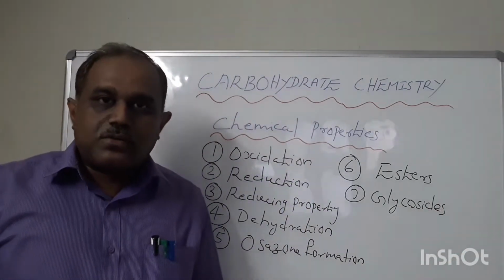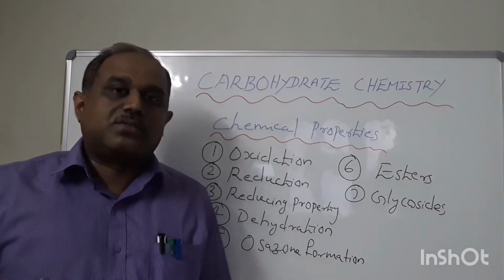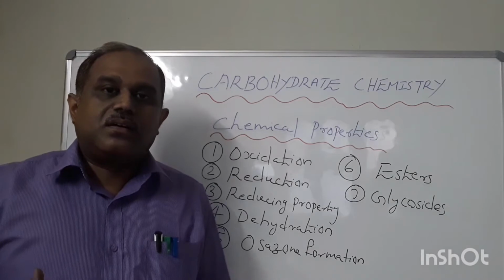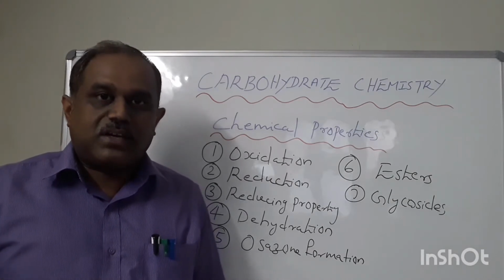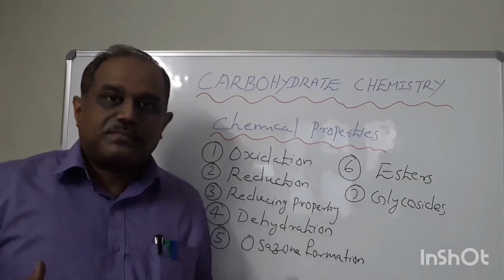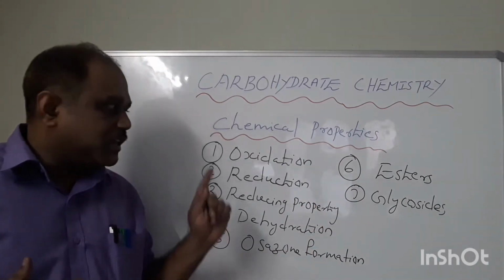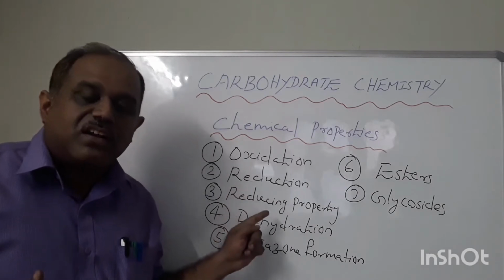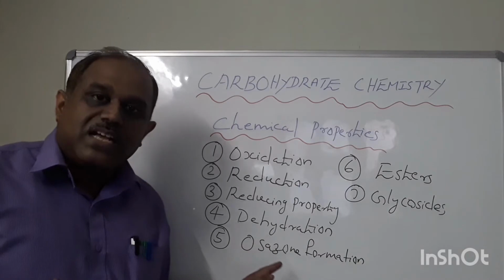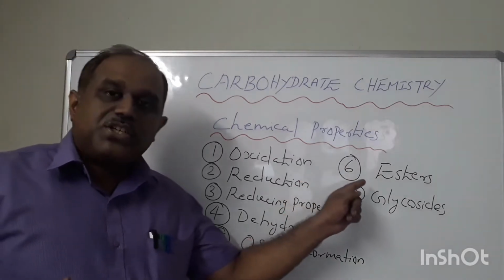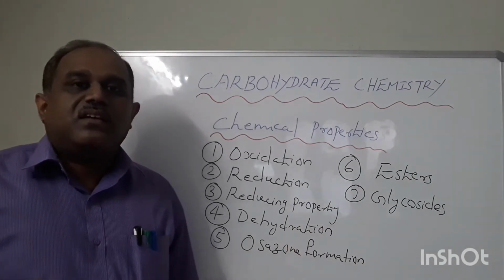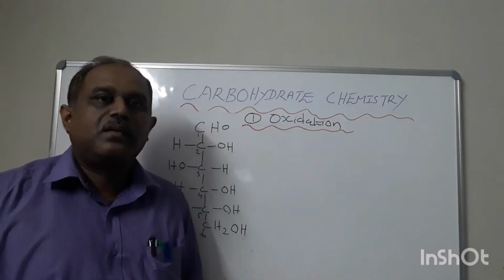And then we are going to learn about glycosides. So what is a glycosidic bond? What are the physiologically important glycosides? All these things we are going to cover under glycosides. So these are the properties: oxidation, reduction, reducing property, dehydration, ozazone formation, formation of esters and glycosides. So we'll see one by one in detail.